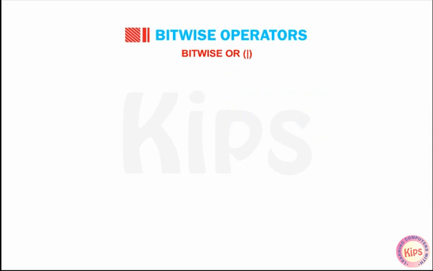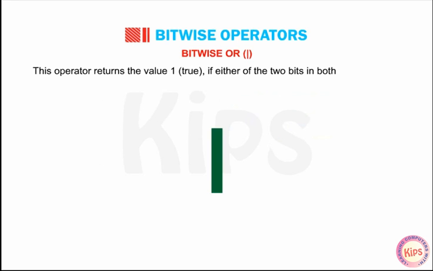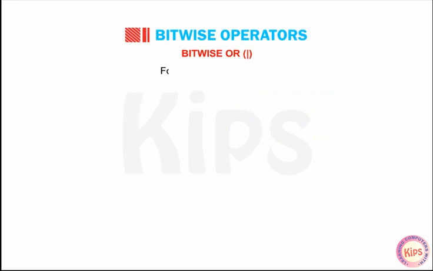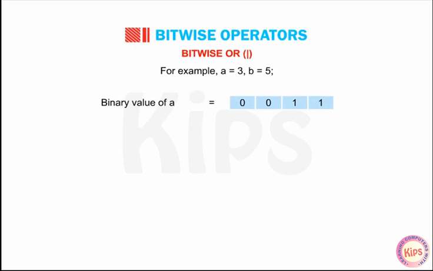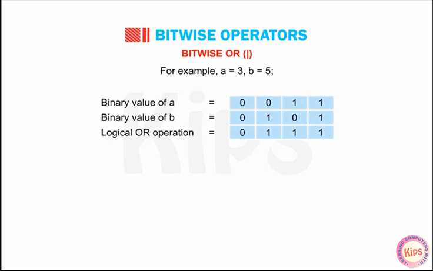Bitwise OR. This operator returns the value 1 (true) if either of the two bits in the operands is 1. For example, a = 3, b = 5; binary value of a = 0011, binary value of b = 0101. Bitwise OR operation is equal to 0111. Hence, the decimal equivalent of 0111 is 7.